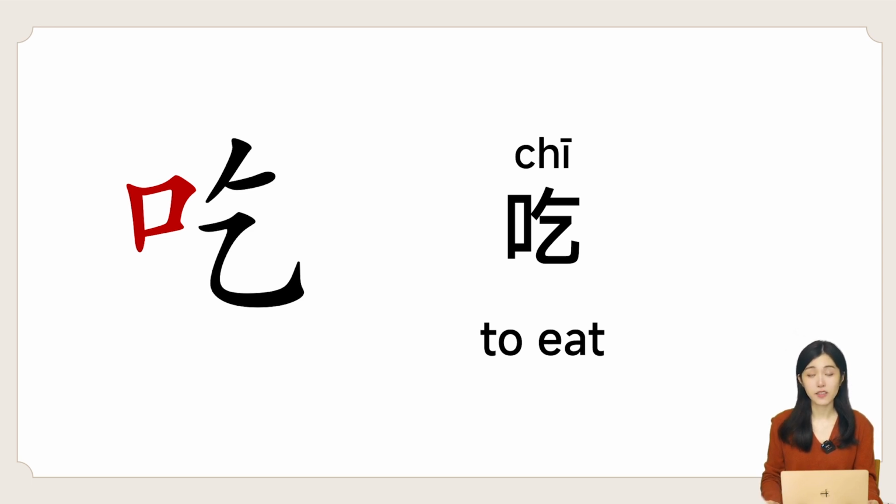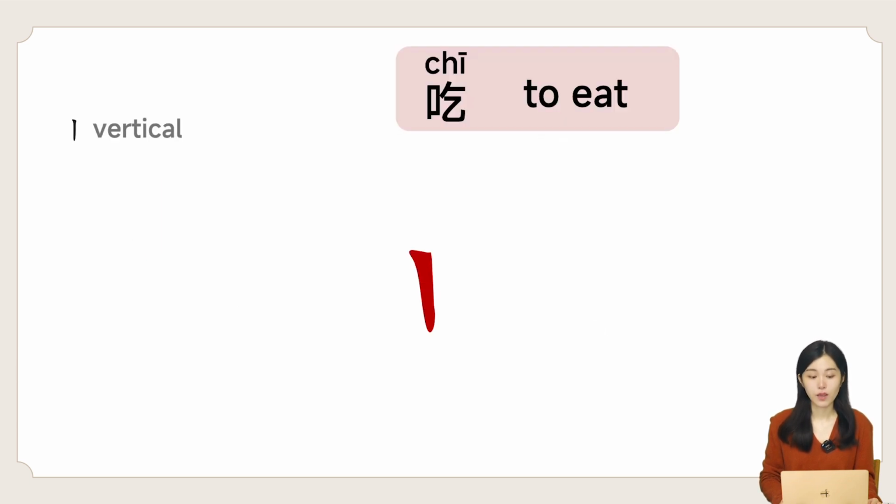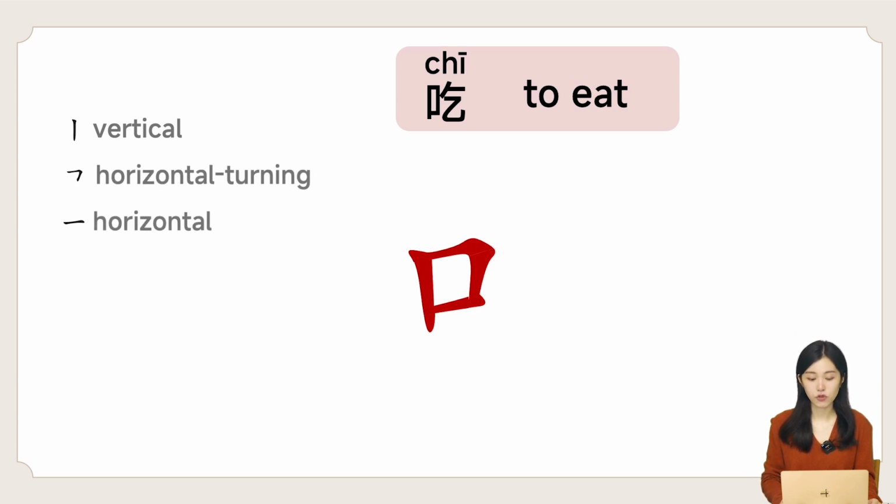吃 means to eat. Please read it after me. 吃. To eat something, we need to use our mouth, right? Now, let's see how to write this character. First, we write the mouth radical, the vertical stroke, and then a horizontal turning. Next one is a horizontal stroke.